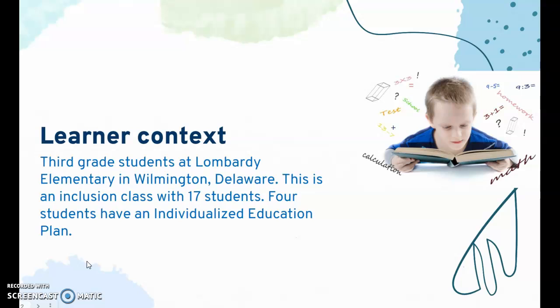The learner context. They are third grade students at Lombardi Elementary, located in Wilmington, Delaware. It is an inclusion classroom that has 17 students, 4 of which have individualized education plans. So they might require modifications or accommodations to the assignments based off of the content. And there's also a full-time paraprofessional that works in there with one of the students as well.